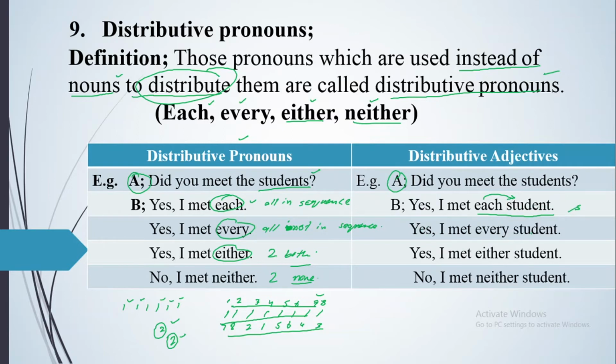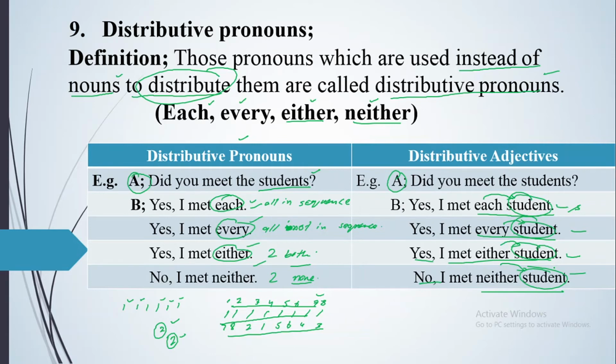Yes, I met every student. Every is adding something in the meaning of student. And yes, I met either student. No, I met neither student. So these all are adding something in the meaning of the noun. That's why we call them adjectives. Now in the first row, in these sentences, each, every, either, neither are working as pronouns. And over here, each student, every student, either student, neither student are working as adjectives. So you can use them in this way to recognize them.